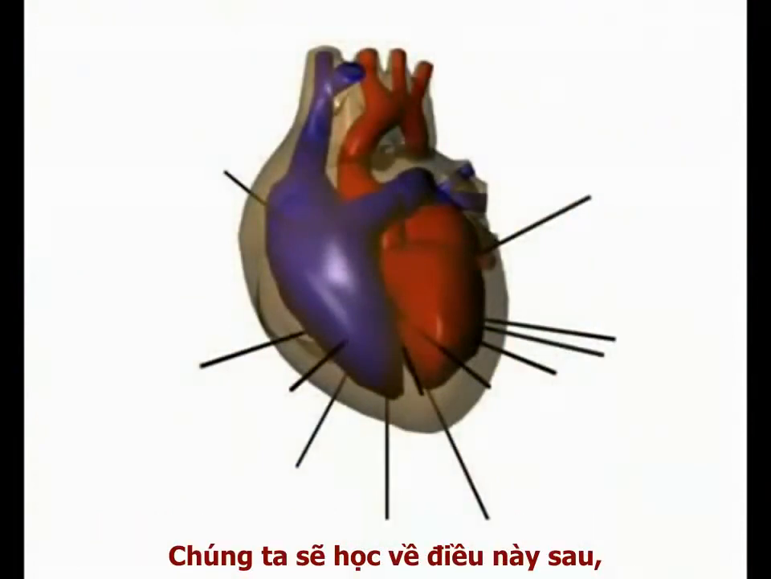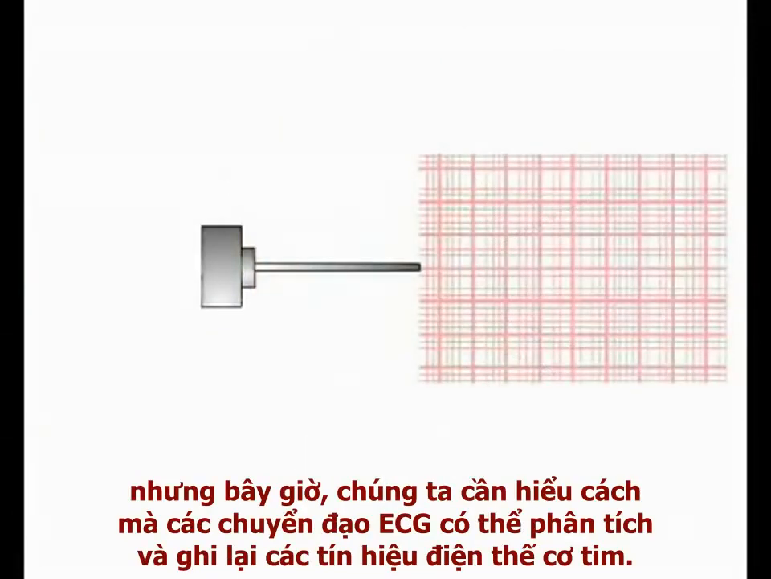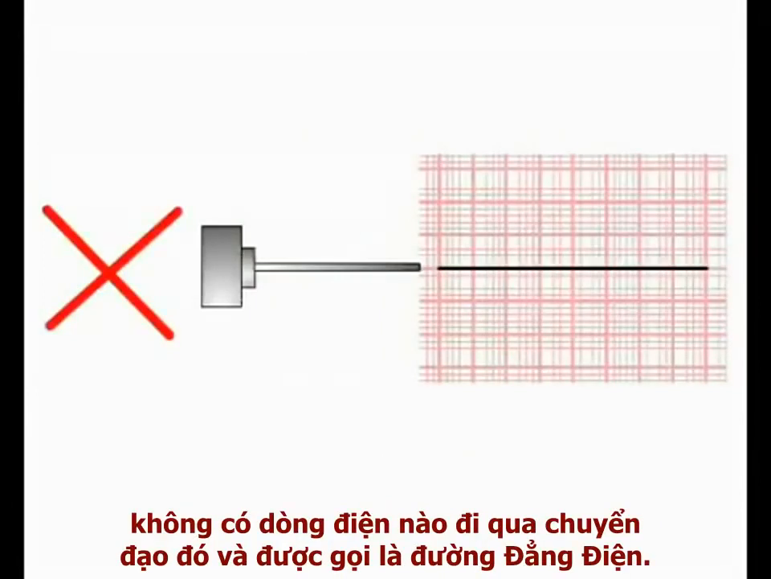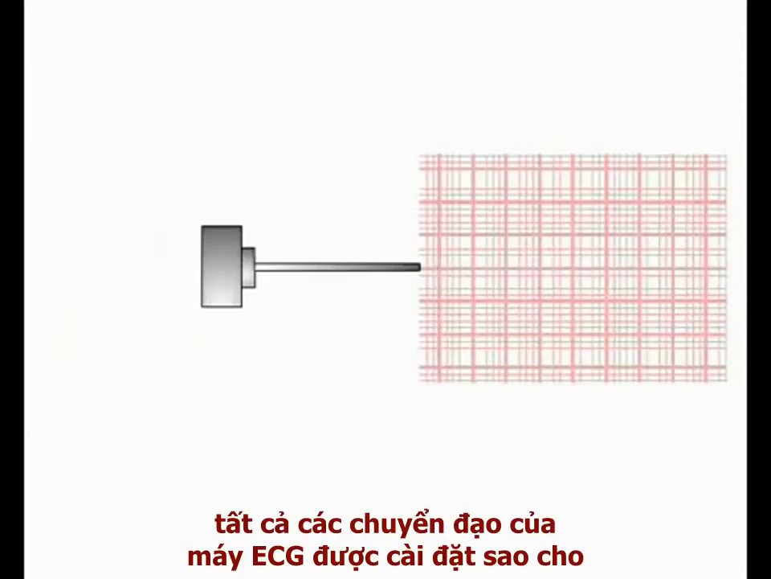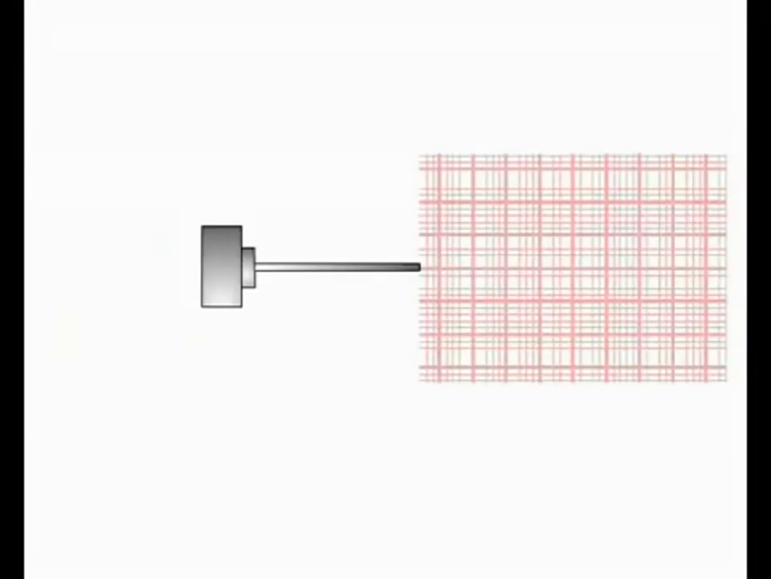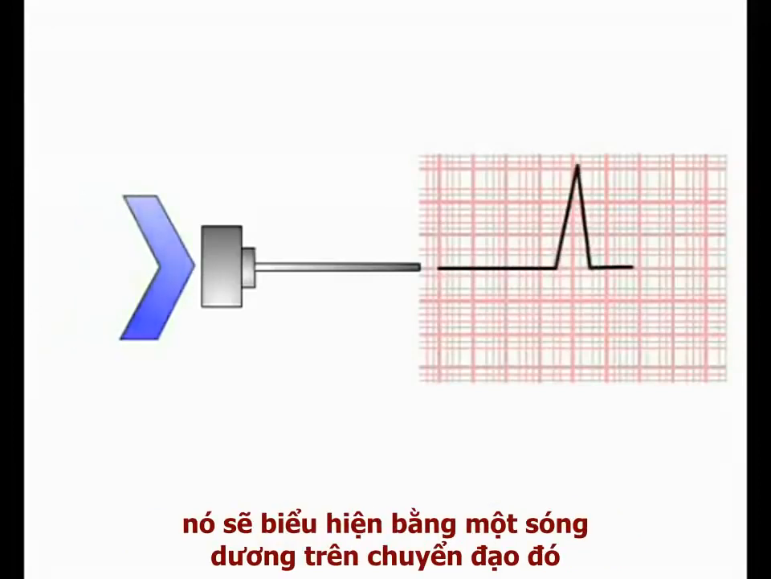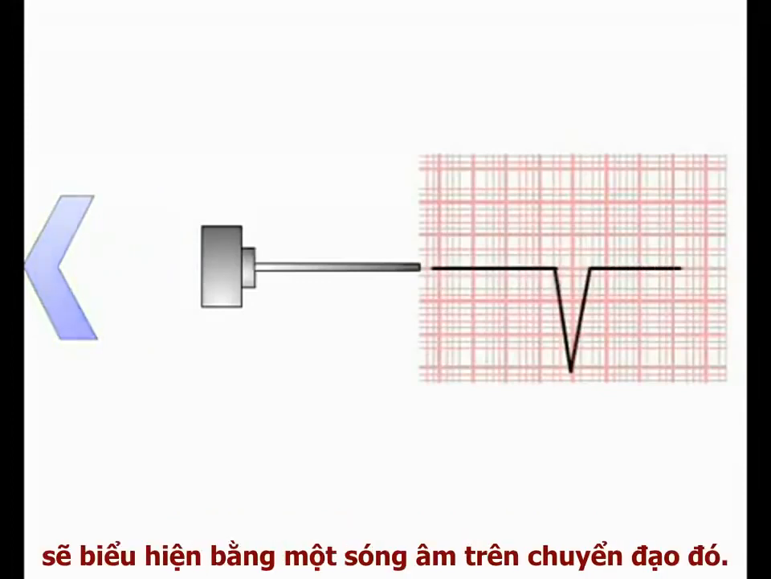We'll see how this works later, but for now we need to understand how the individual ECG leads analyze and record cardiac current. In any ECG lead, the flat line recorded on the readout when no net current is flowing is termed the isoelectric line. It is very important to realize that all of the ECG leads on the ECG machine are set up in such a way that depolarizing current moving towards a lead produces a deflection on the ECG paper above the isoelectric line, a positive deflection, while depolarizing current moving away from the lead produces a deflection below the isoelectric line, a negative deflection.